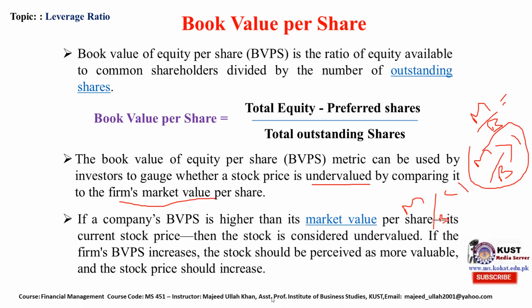If a company's book value per share is higher than its market value per share, its current stock price, then the stock is considered undervalued. If the firm's book value per share increases, the stock should be perceived as more valuable and the stock price should increase.